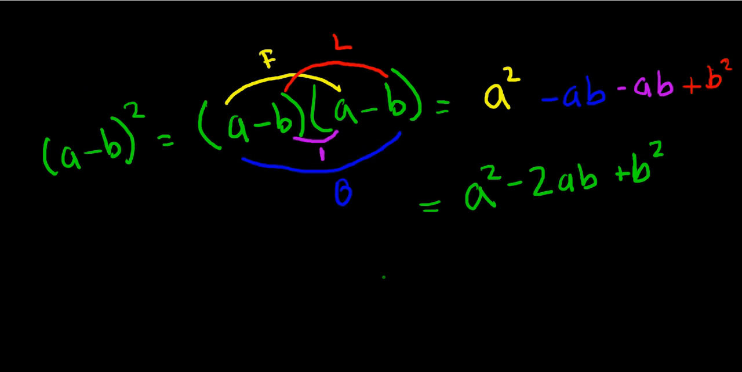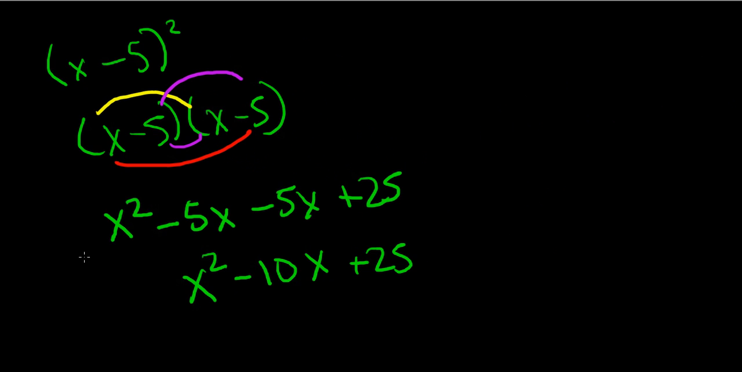you see that it matches what we have currently. A squared, which would have been the x, is x squared. Then we have 2ab: x would be a, 5 would be b, so a times b is x times 5, negative 5x, times 2 equals negative 10x. And then we have b squared at the end, which is negative 5 squared, 25. So as you can see, it matches the form.